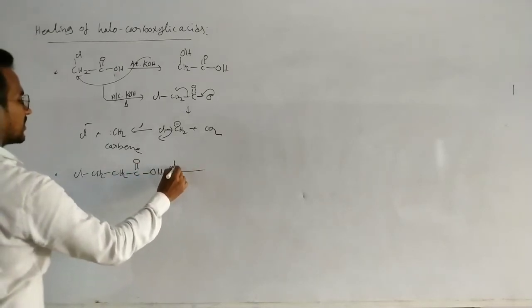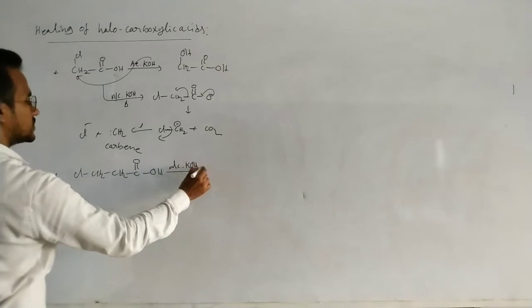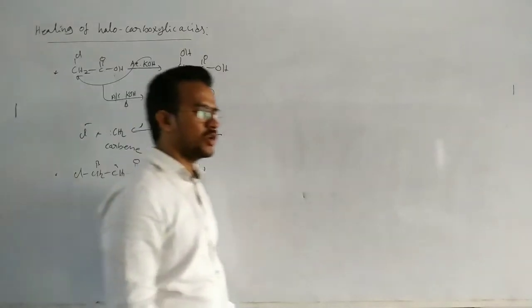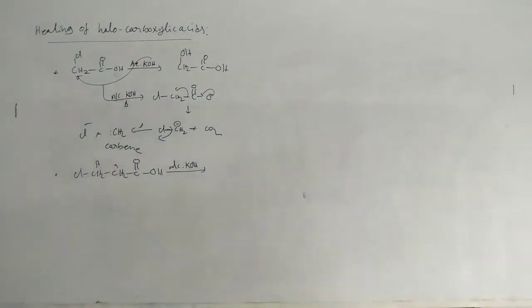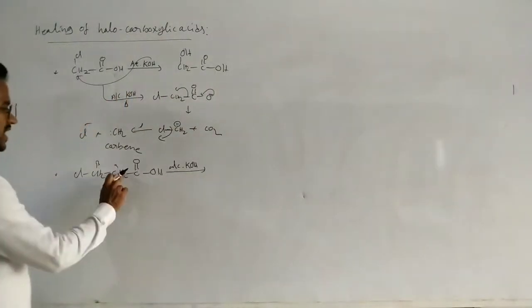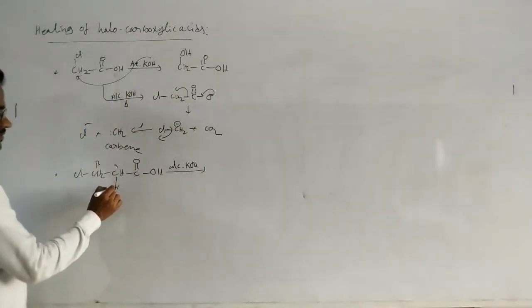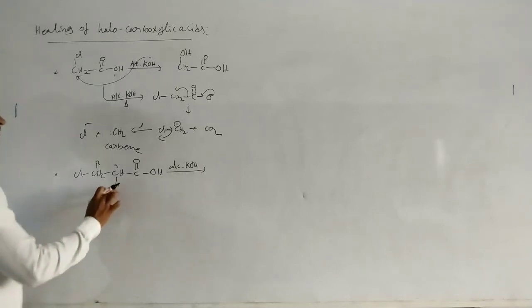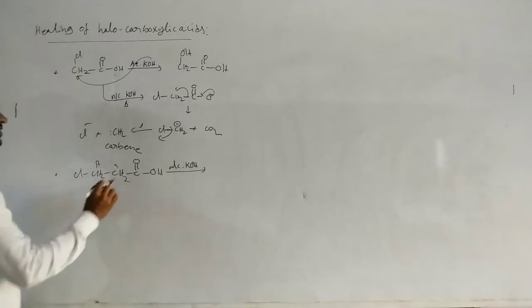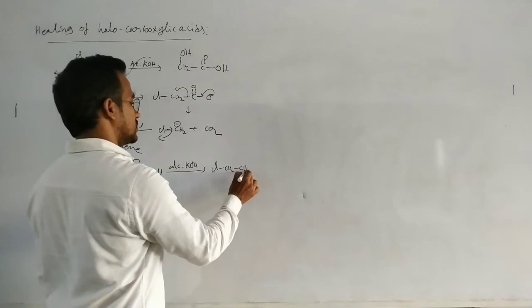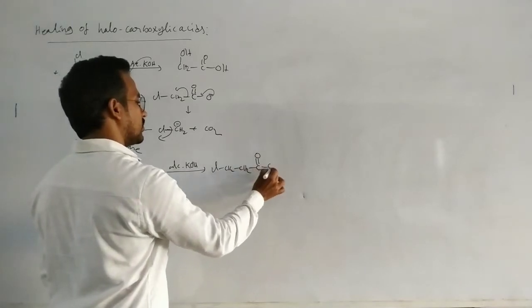This beta halo acid on heating with alcoholic KOH. Okay, this is the alpha carbon, this is the beta carbon. That means here 3-chloropropanoic acid. This 3-chloropropanoic acid on heating, just a dehydrogenation takes place. Sorry, not dehydrogenation. So see this one. Here Cl, CH2C double bond O minus.